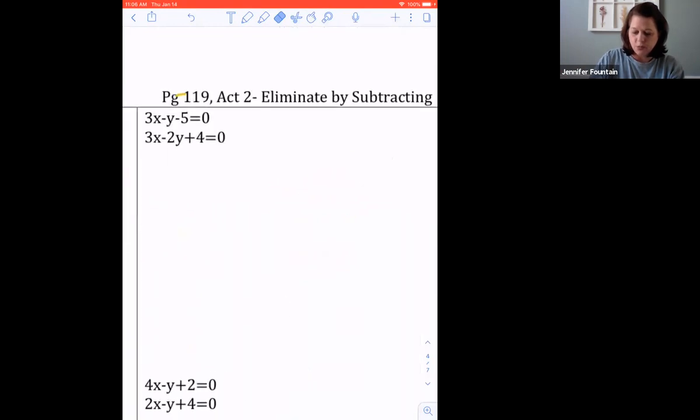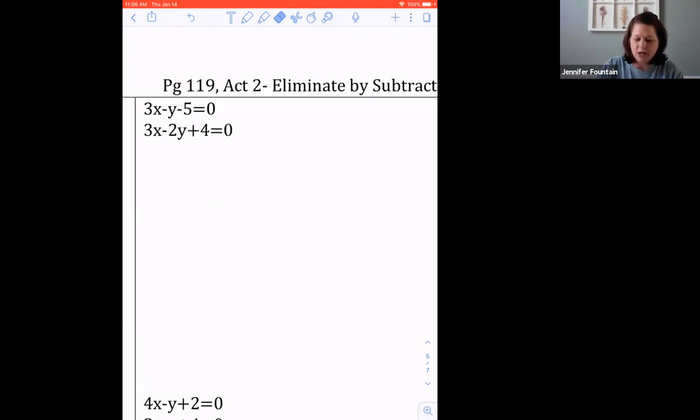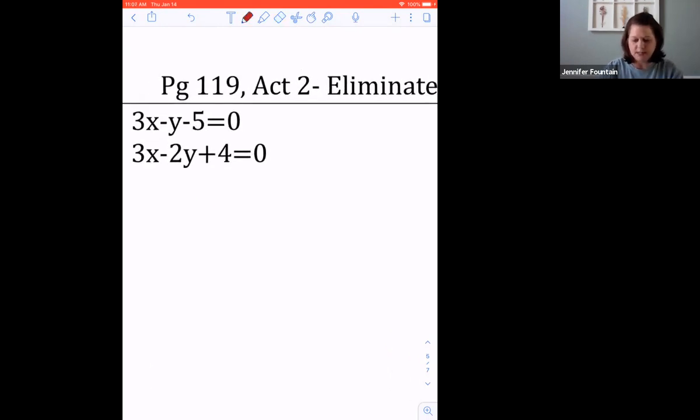Okay. So we're starting in that second column where it says page 19, activities 2, eliminate by subtracting. And so what is wrong with this problem? Let's fix it. The first equation is 3x minus y minus 5 equals 0. That one is correct. But underneath it, I need to fix this. It should be 3x minus 2y, and this should be minus 7 equals 0. So that plus 4 is where I messed up. It should be minus 7. So just go ahead and scratch that out and put minus 7.